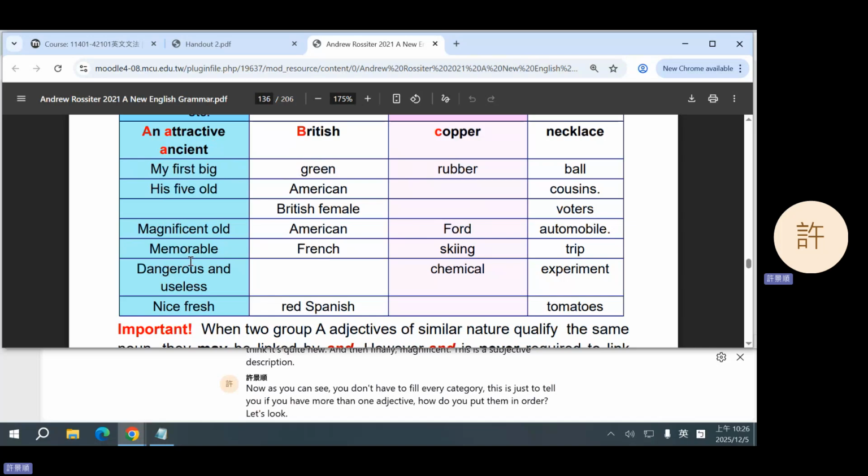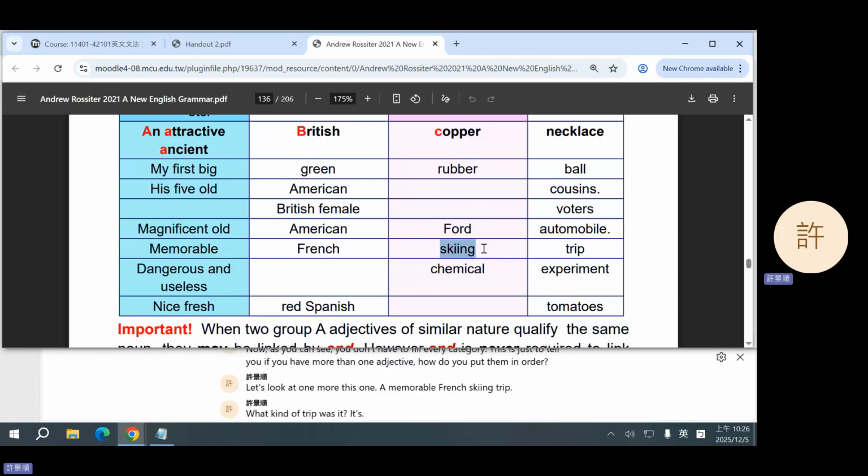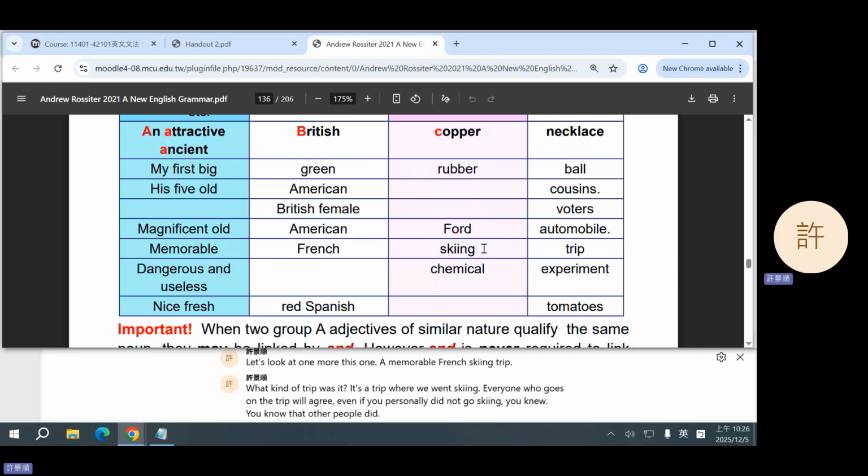Let's look at one more, this one. A memorable French skiing trip. What kind of trip was it? It's a trip where we went skiing. Everyone who goes on the trip will agree. Even if you personally did not go skiing, you know that other people did go skiing, so it was a skiing trip.